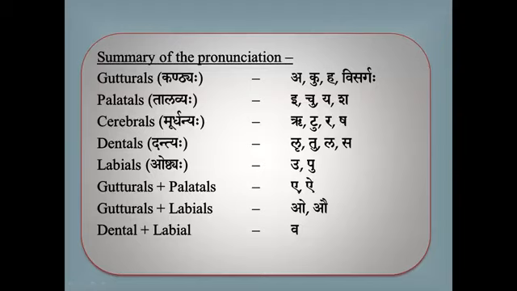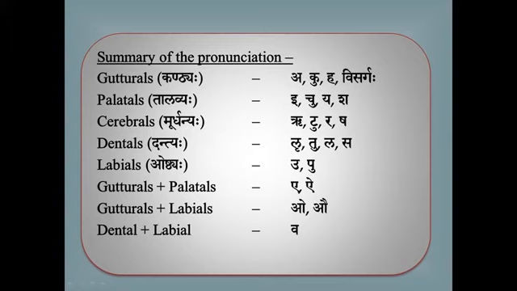Then e and ai are guttural and palatal. O and au are guttural and labial. And va is special. It is dental plus labial. So this is a summary of the place of pronunciation of all the letters, vowels and consonants.